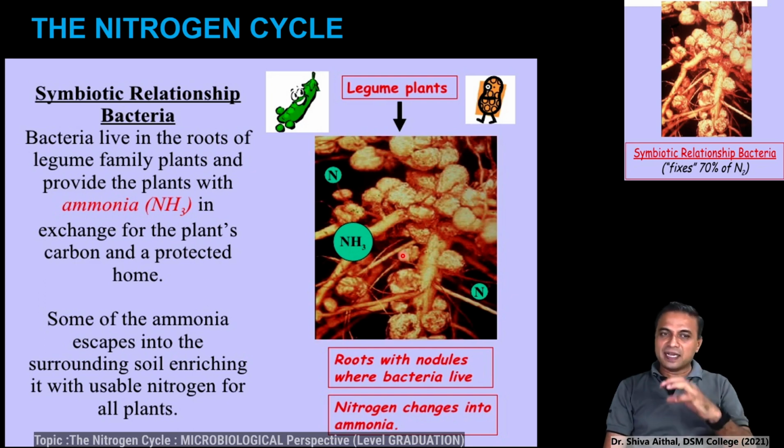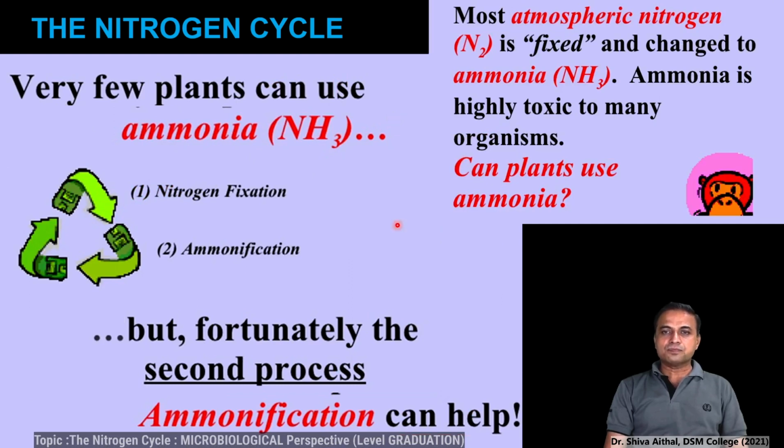Some of the ammonia may escape into the surrounding soil, enriching it with nitrogen for all the plants. It means a sort of leaching takes place, ammonia is released, and the soil becomes very fertile. So this symbiotic type of bacteria fixes 70% of the nitrogen acquired by the leguminous plants. Symbiotic relationship bacteria fix 70% of the nitrogen. So this is the biological nitrogen fixation.